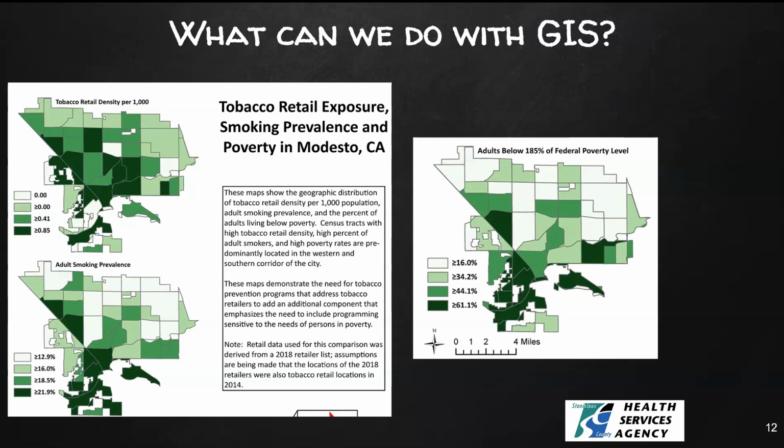And then we can look over here at adults below 185% of the federal poverty level. Again, we can see in the southern areas of Modesto County, we have higher rates of poverty, and more adults that smoke. So this would be a great idea of using these kinds of maps to look at intervention programs.